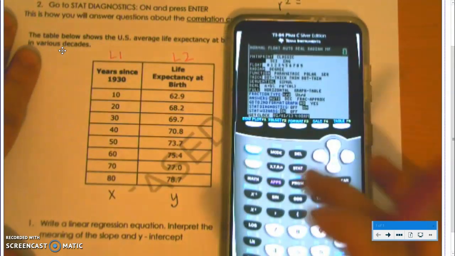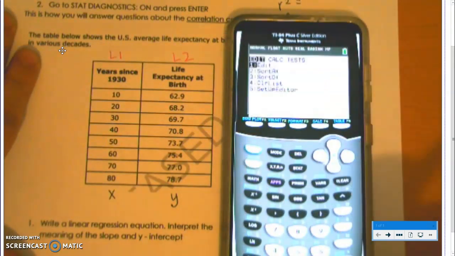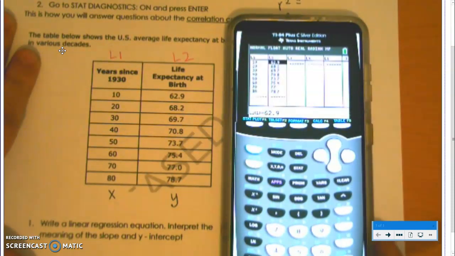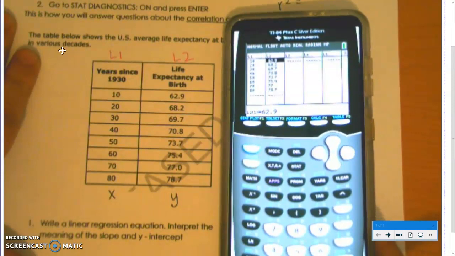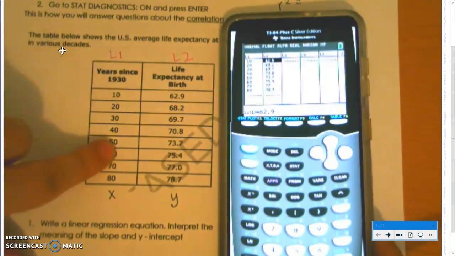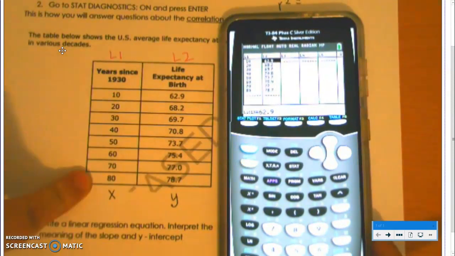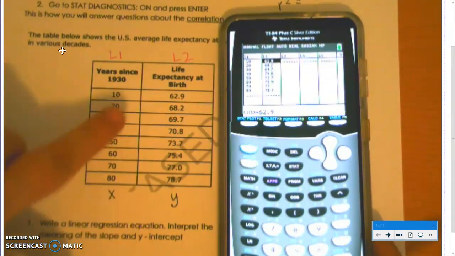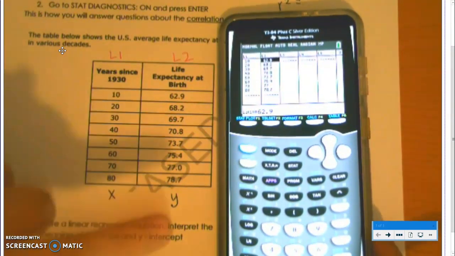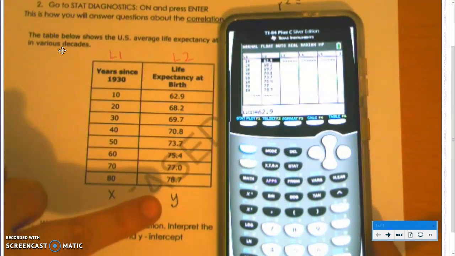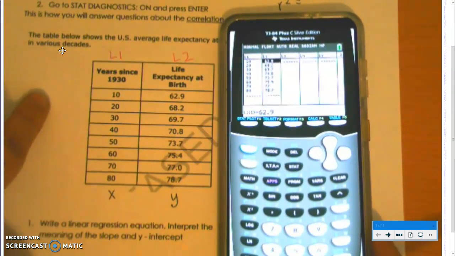I'm going to push the button that says stat. See how it says edit right there? I'm just going to hit enter. Then in L1 and L2, I'm just going to type in the numbers that they gave me. Go very slow, be very careful. Triple check, because even one little number being off is going to mess up your whole entire thing.